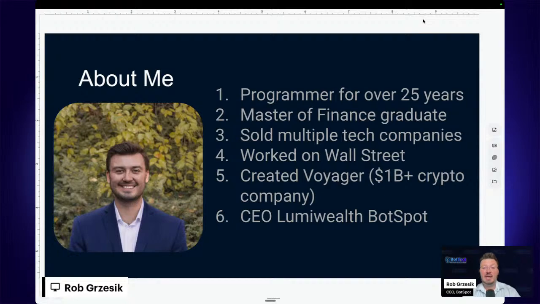I also helped create a crypto company called Voyager that you may have heard of. We started in a WeWork, went from the four of us to quite a few employees, and were worth over $1 billion at one point on the stock market. Then FTX collapsed and took us along with it. So from 0 to $1 billion and right back down again, but still a fun ride.